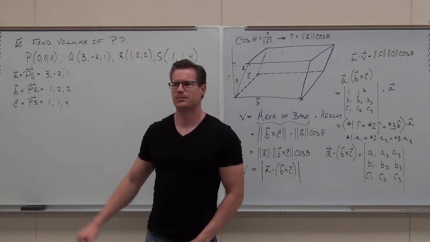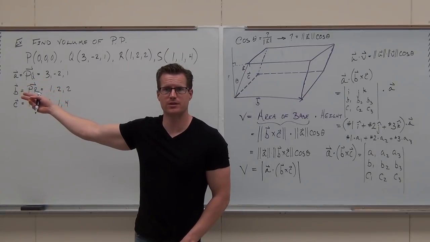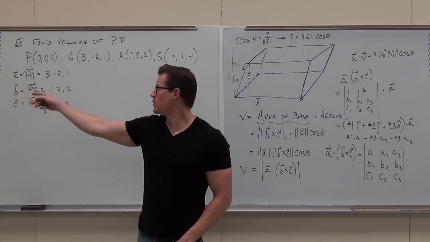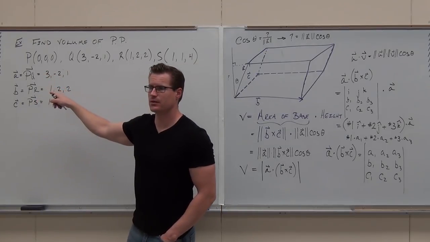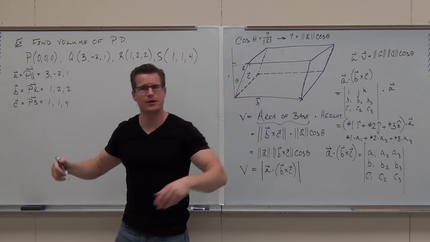P is all zero. P is the origin, and we know position vectors start at the origin automatically and end at the terminal points. But I've left the notation free. What notation should I have here and here? Parentheses or those little brackets? Brackets. Because now they're vectors.